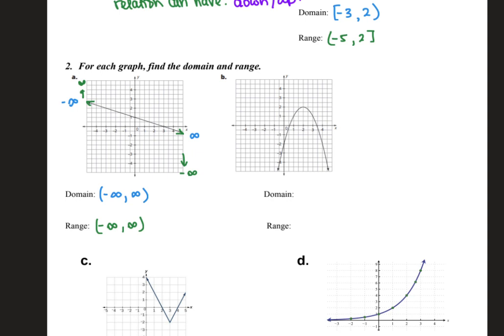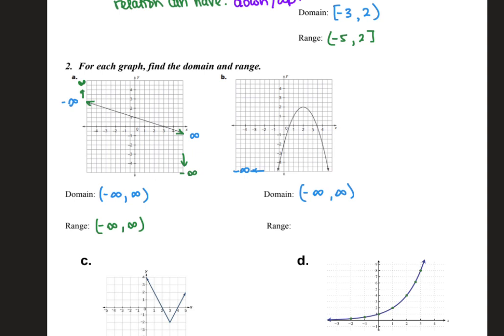All right, looking at B. For my domain, we're going to look left and we're going to look right. So looking left, I see that the leftmost point on my graph is right here, but I see an arrowhead, which means my graph is going to continue going in that direction. So that means it's going down, but it's also going to the left. So for this particular graph, it's going to negative infinity. And if we look on the right-hand side, the rightmost point is right here, okay? But that arrowhead means it's going to continue on going down, but it's also going to continue getting wider. So that's going to go from negative infinity to positive infinity.